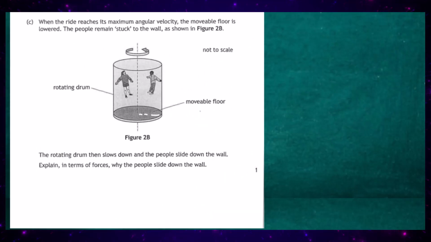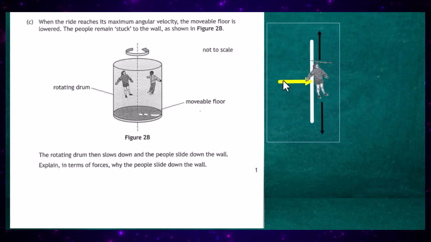Question 2, Part C. When the ride reaches its maximum angular velocity, the movable floor is lowered. The people remain stuck to the wall as shown in figure 2b. You can see the rotating drum and the movable floor, and it's not to scale. Now the rotating drum then slows down and the people slide down the wall. And we've got to explain in terms of forces why the people slide down the wall.